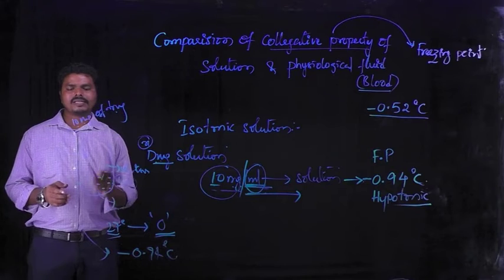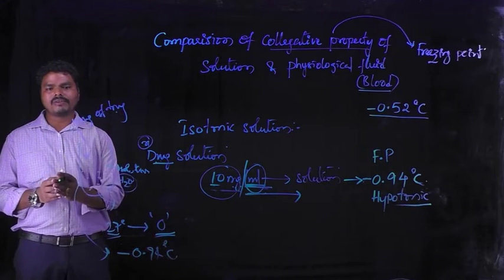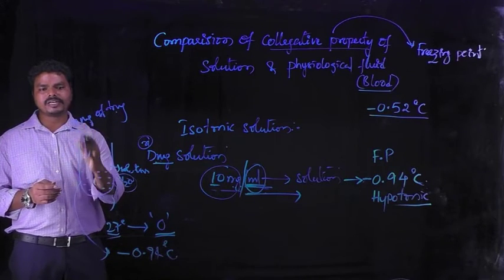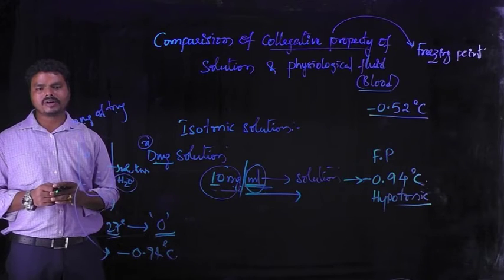But what I said is that the solutions which have minus 0.52 degrees centigrade are considered isotonic in nature.